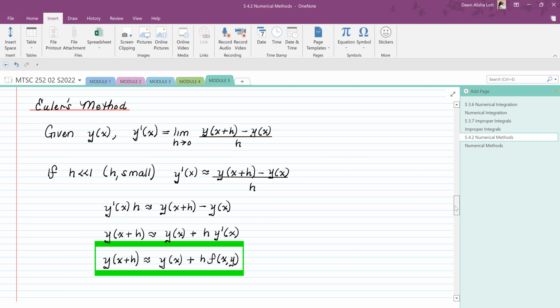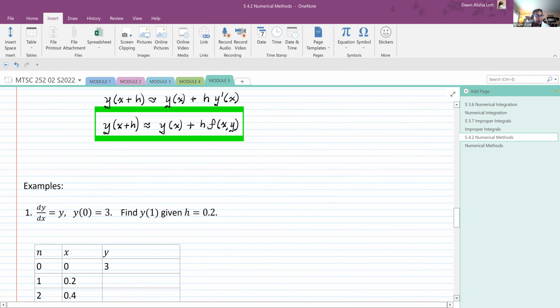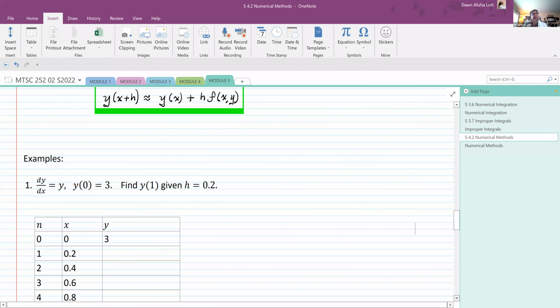Okay, let's do this. So I have two major examples. One happens to be autonomous and one is not. So this one says, we're given a differential equation dy dx is equal to y. So we already know that that's going to be an exponential because the exponential is the only function whose derivative is equal to itself. And I'm telling you as a starting place that y at 0 is equal to 3.